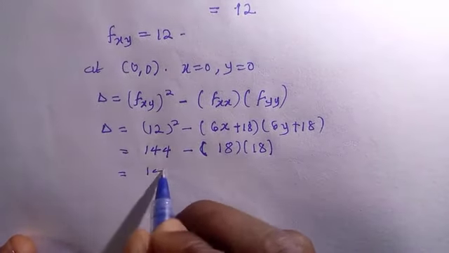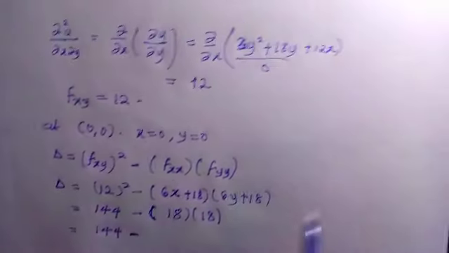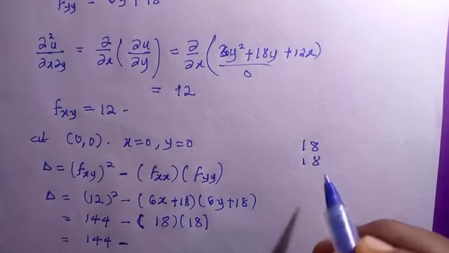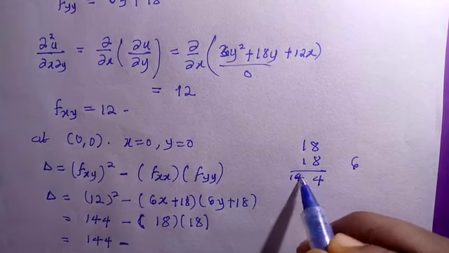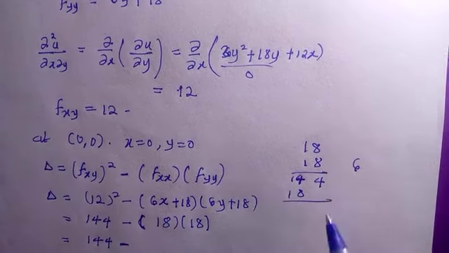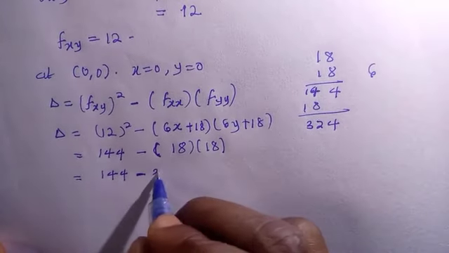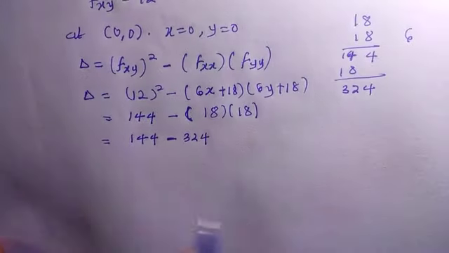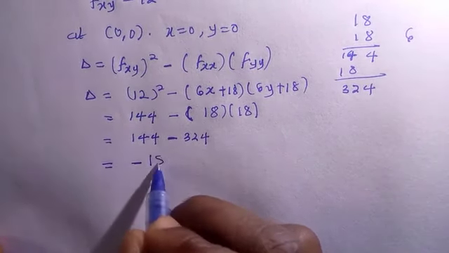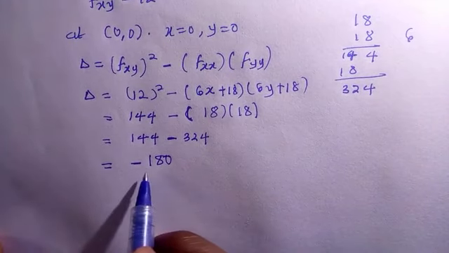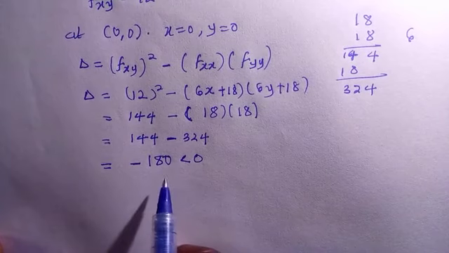Okay, so here is 144 minus, so if you multiply 18 and 18 together, let's do it together. We have 18 multiplied by 18, which becomes 324. So by replacing it here, we have 324, and the entire expression becomes minus 180. So this negative 180 is less than 0.